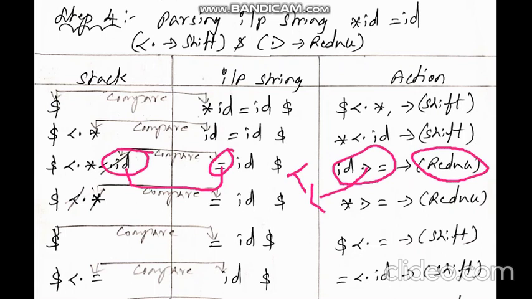So these are the two basic things you need to remember. If you are getting a leading symbol when comparing, you need to shift. If you are getting a trailing symbol when comparing, you need to reduce. That's it, right? So now we are reducing it.